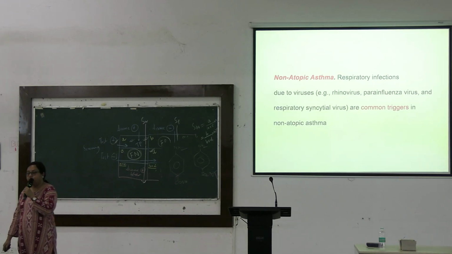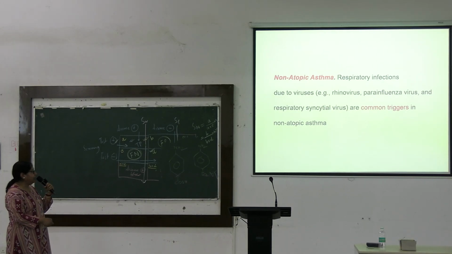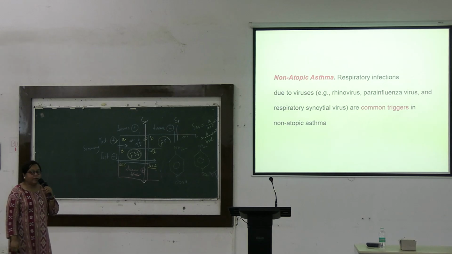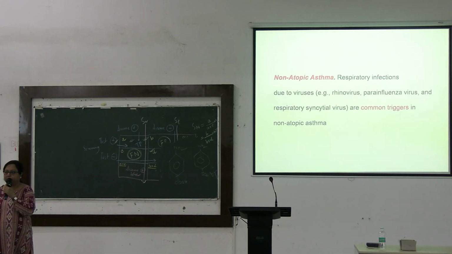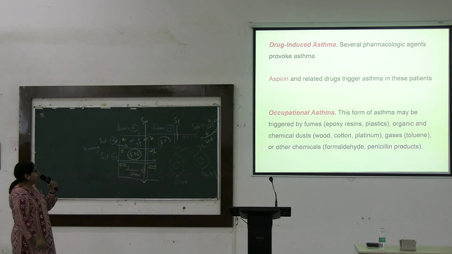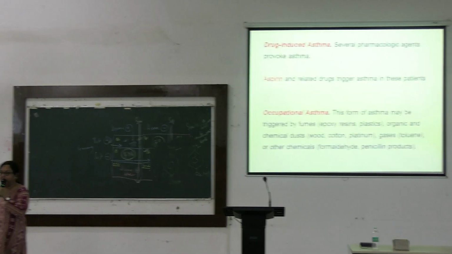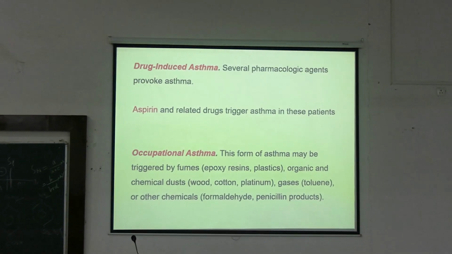Another type is non-atopic asthma. In non-atopic asthma, it is mostly due to respiratory infections like rhinovirus and parainfluenza virus. Virus infection is common in non-atopic asthma. Another type of asthma is drug induced. It is due to aspirin and related drugs which cause asthma.